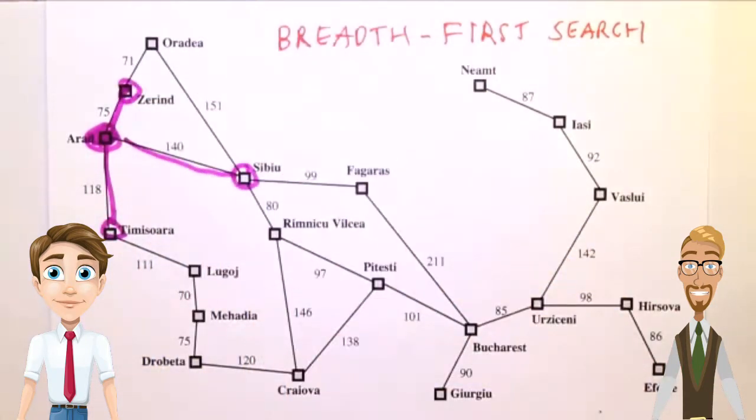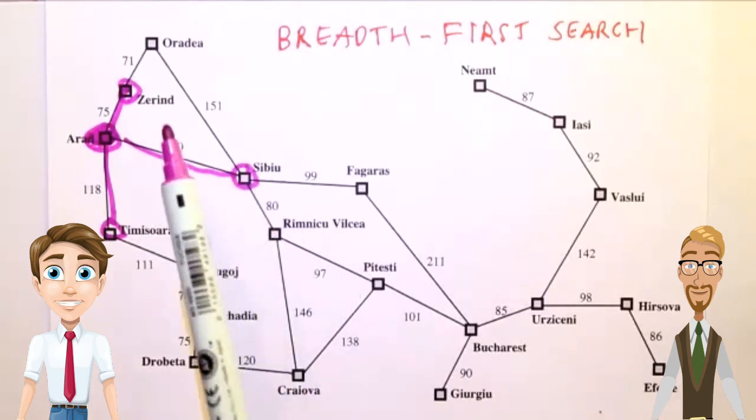The title of this page is Breadth First Search. It shows the same road network in Romania. First, the city Arad is circled and it is in the frontier. Then it is removed from the frontier and its 3 neighbors are added to the frontier.